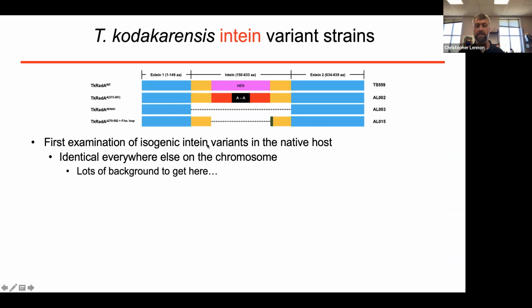And so what we see here are three derivatives of the wild type RadA intein that we're actually able to make on the chromosome of Thermococcus kodakarensis, right? So these are truly isogenic strains. No other changes anywhere else on the chromosome have occurred, right? And so we have a couple of variants where we have slightly decreased splicing and a little more severely decreased splicing, one where we've completely deleted the intein altogether.